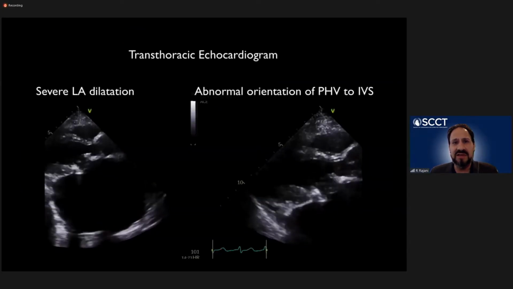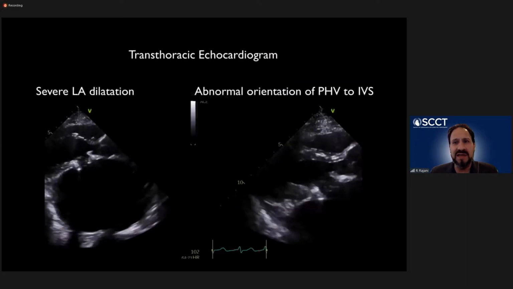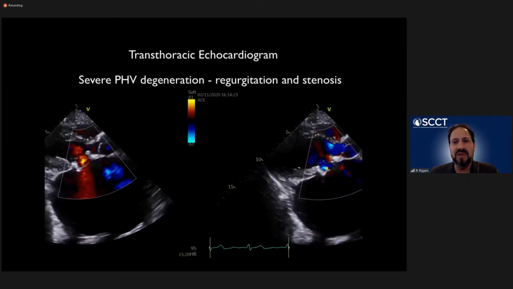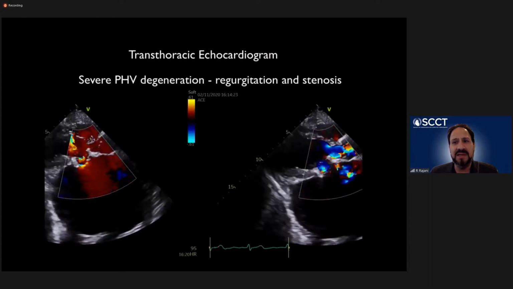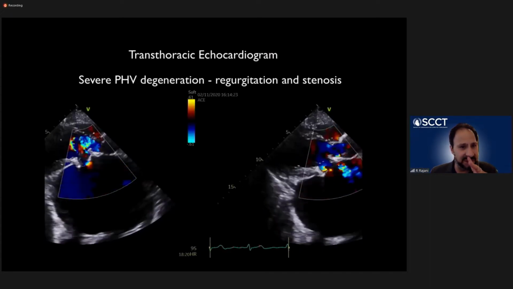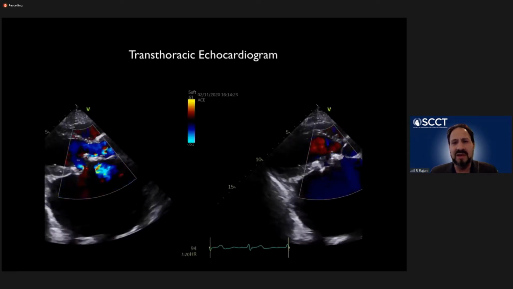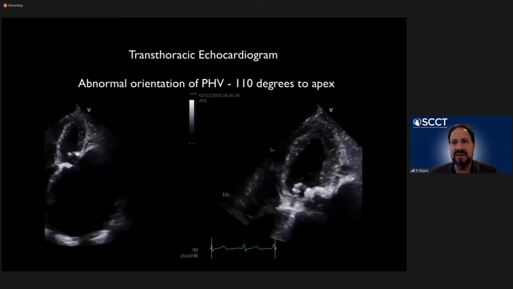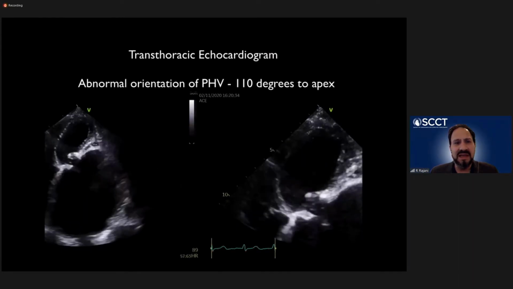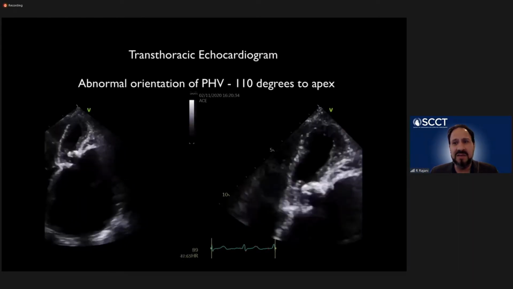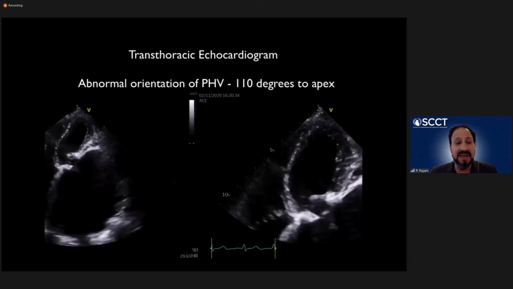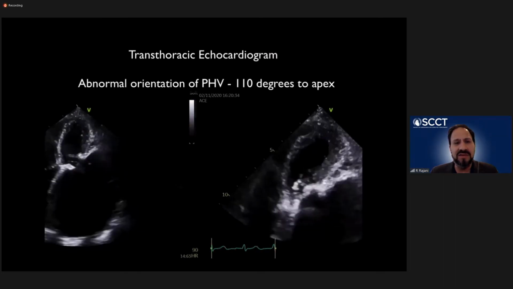We can see from the transthoracic echocardiogram that there is severe LV dilatation and an abnormal orientation of the bioprosthetic mitral valve to the interventricular septum. This was a degenerative 27mm Perimount, which had been in situ for 17 years. Now you'll be able to see that clearly the LV cavity is very small. The left atrium is particularly large, measuring about 750 milliliters.